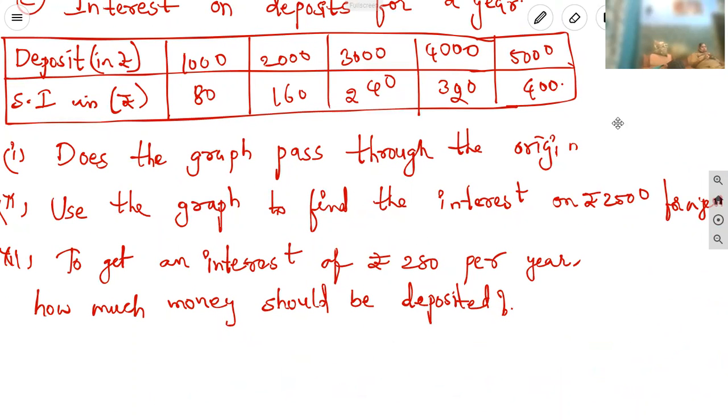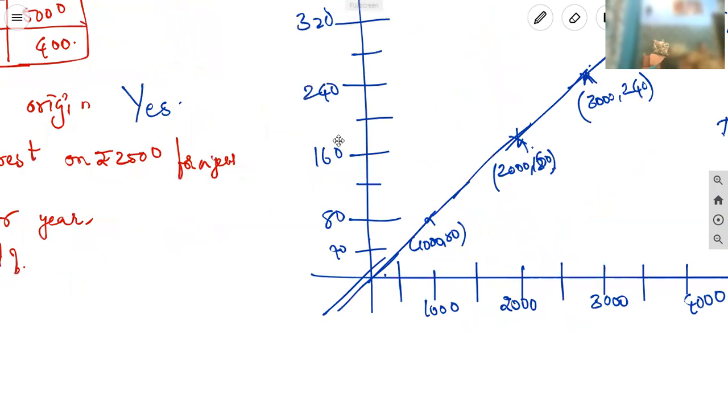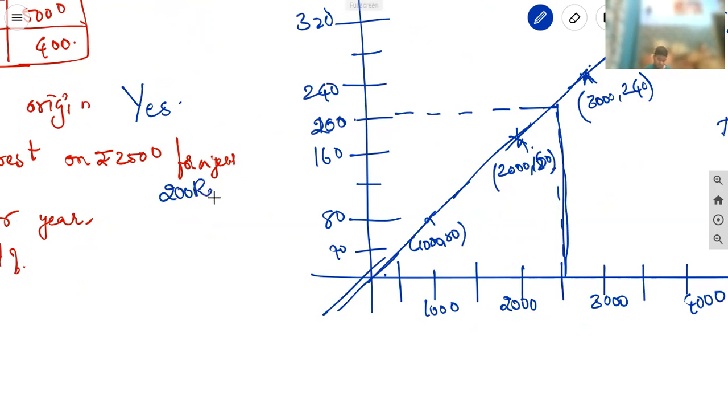The first question is, does the graph pass through the origin? Yes, it passes through the origin. Why? Because it is a straight line. Use the graph to find the interest on 2500 rupees. Here 2500 rupees is between 2000 and 3000, and the amount is also between 160 and 240, that is 200 only. So the simple interest is 200 rupees.